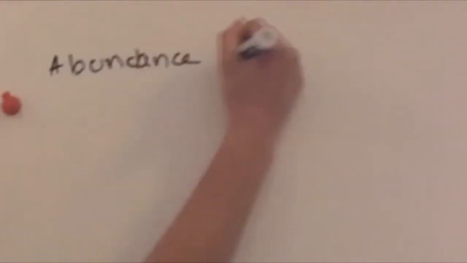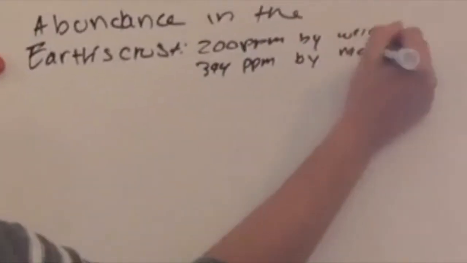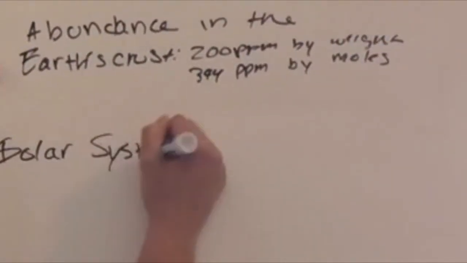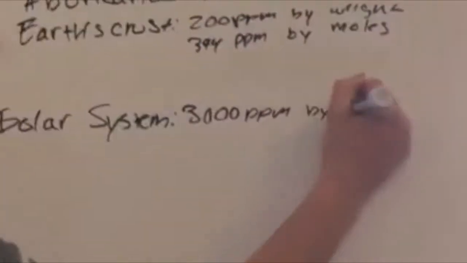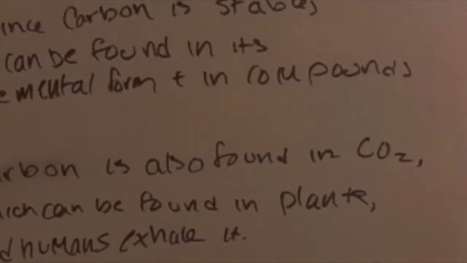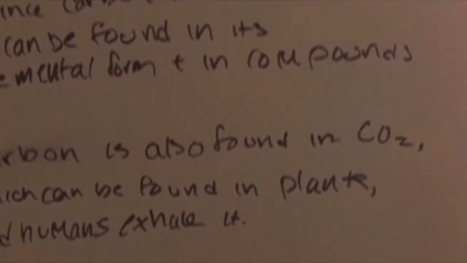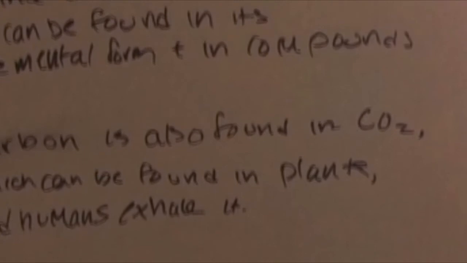Abundance in the Earth's crust is 200 parts per million by weight and 344 parts per million by moles. In the solar system it is 3,000 parts per million by weight and 300 parts per million by moles. Because carbon is stable, it could be found both by itself and in many naturally occurring compounds.